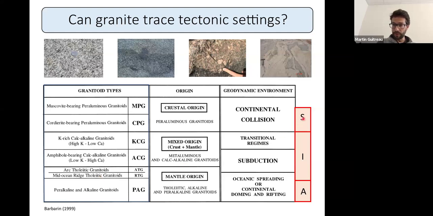I just wanted to emphasize that the classical I, S, and A classification does not encompass the entire variability that we can see, which is reflected in these acronyms that can be hard to remember, but once you get into the granite business, it's fairly easy, and it makes a lot of sense. But I don't want to disturb you too much with all these acronyms. What you need to understand is that granites can have various compositions that will reflect the chemistry of their source, the melting conditions, and the crystallization pathways.